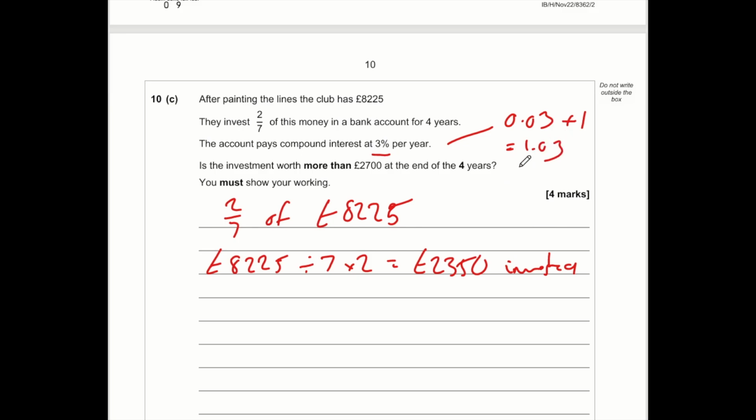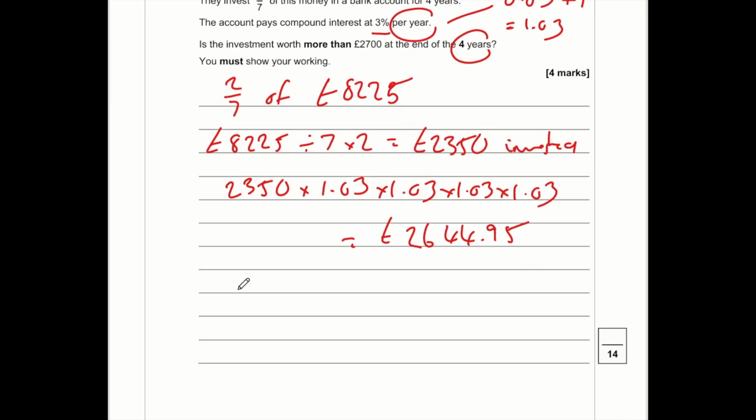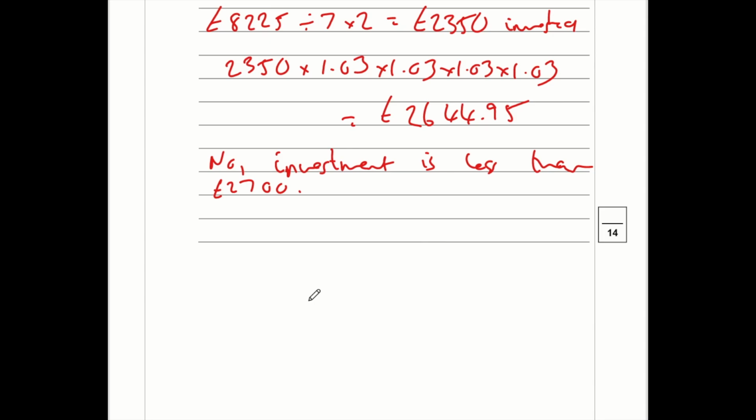So that's 1.03. So 2350 multiplied by 1.03, and this is per year for 4 years. So we need to multiply by 1.03 4 times. And therefore we get a total of 2,644.95. Is the investment worth more than 2,700? No. The investment is less than 2,700. And we're done on that question.